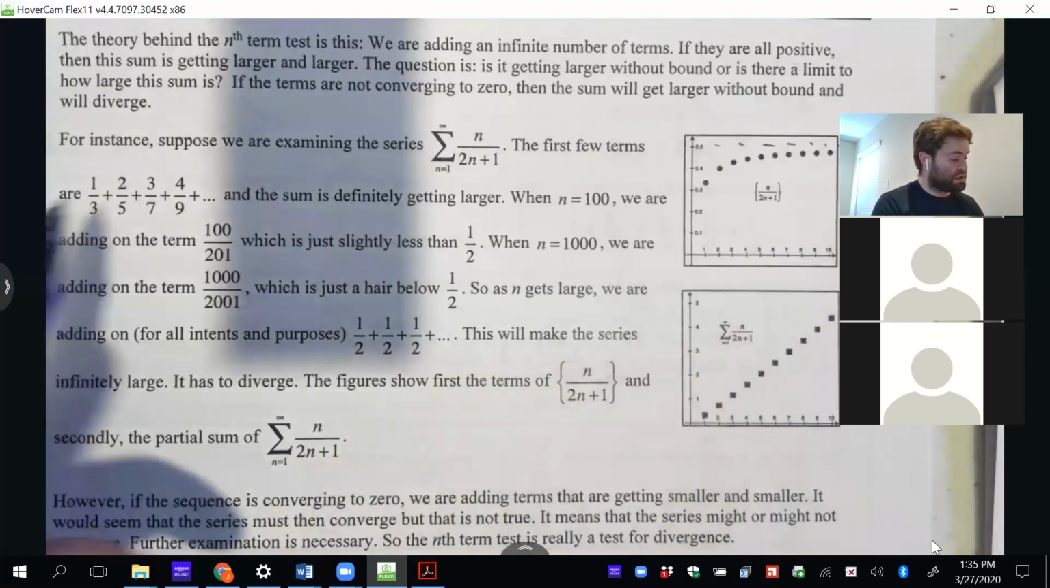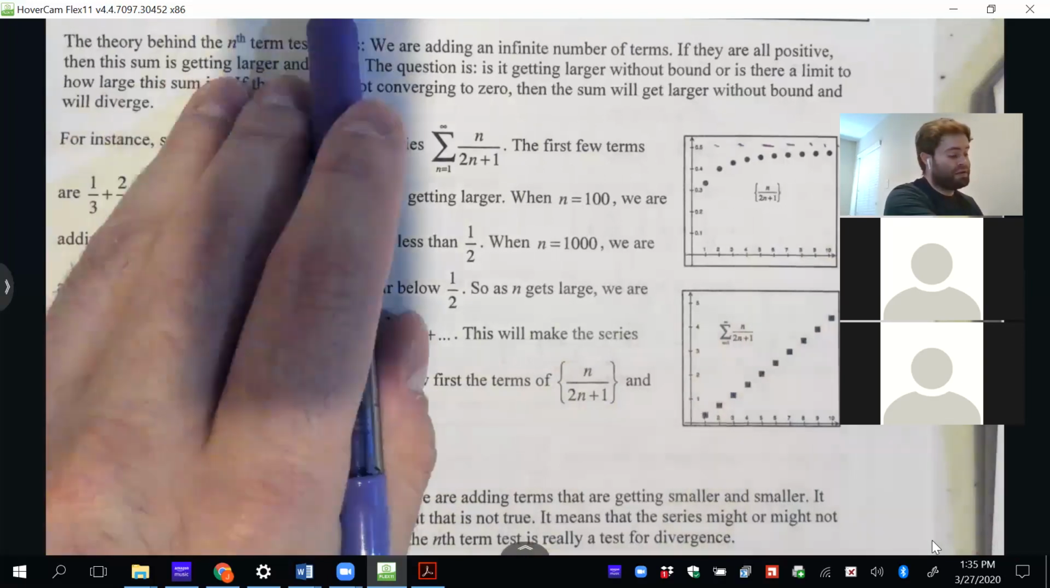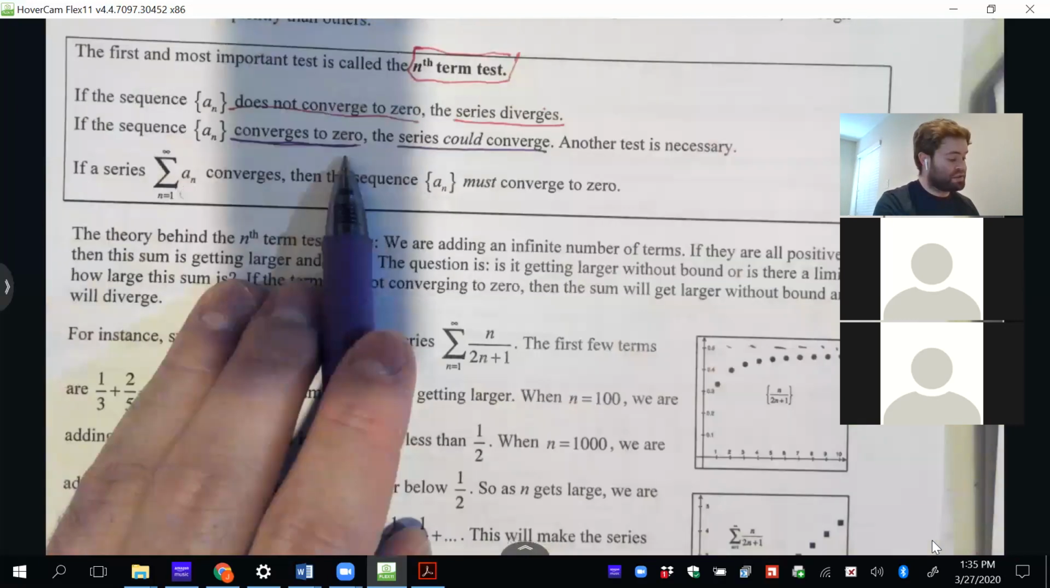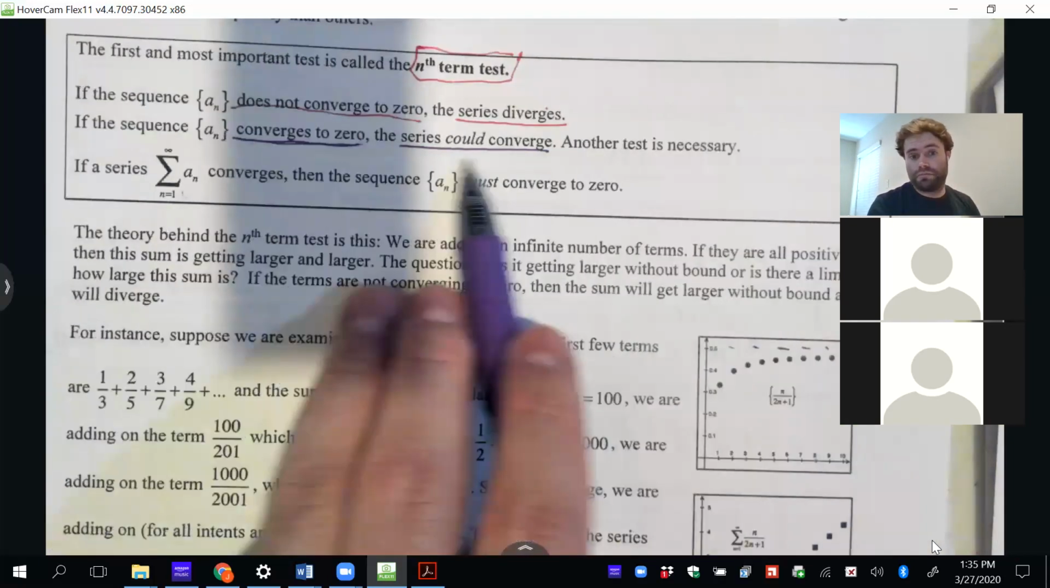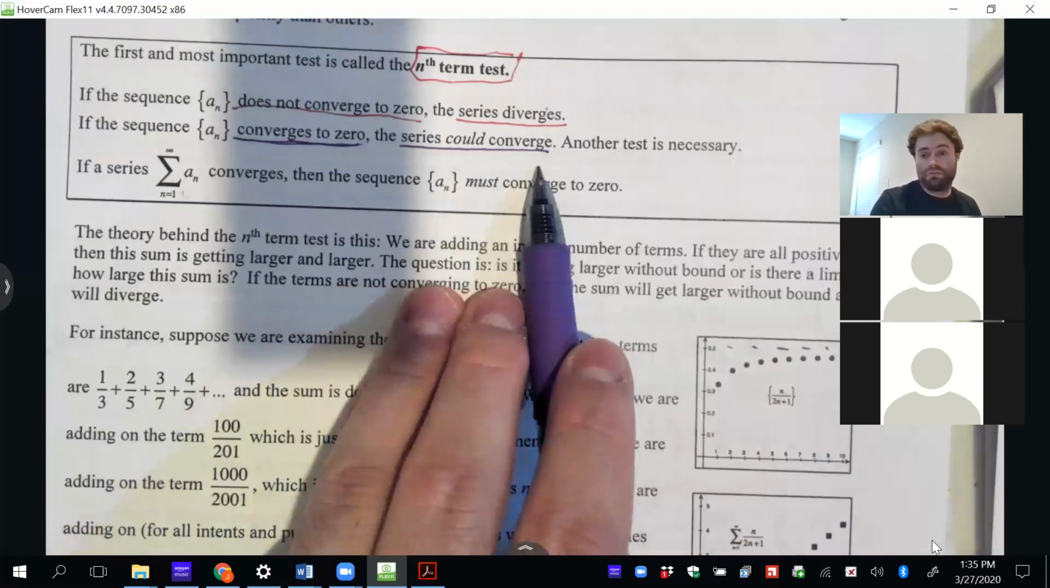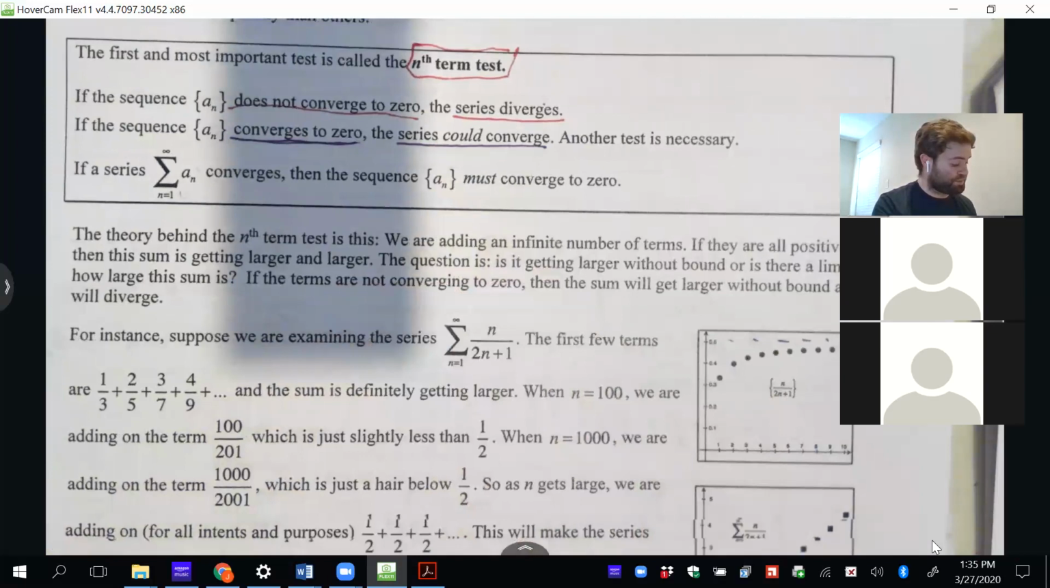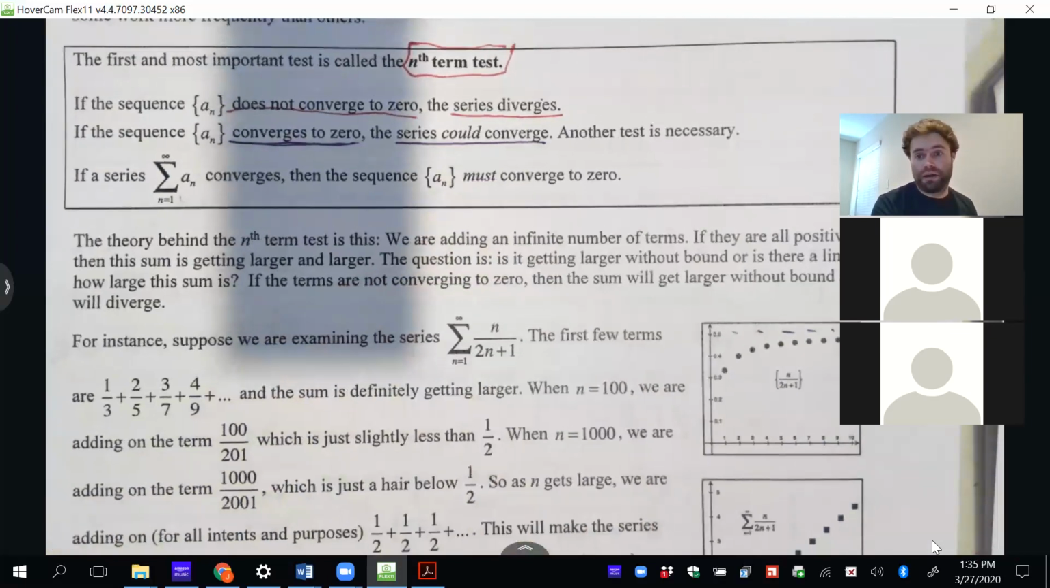But if the sequence does converge to 0, it's actually still possible that the series could not converge, and it would diverge, depending on the different sequence. And we'll see more of that with some of the different tests.